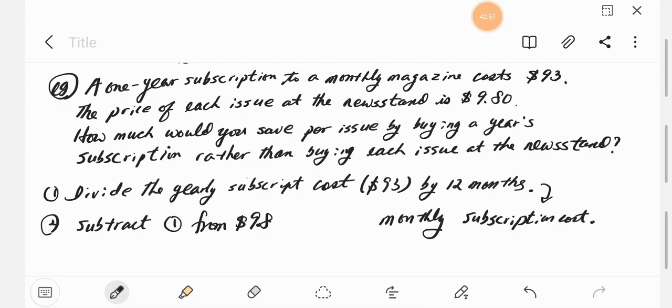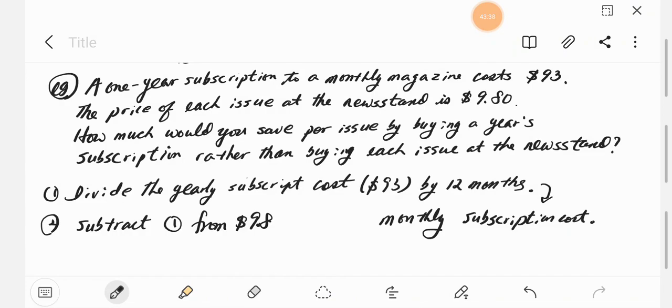So if you buy a 1-year subscription, which is $93, then it will be much cheaper than buying each issue every month. All right, so first we need to find the subscription price per issue by dividing the cost of the yearly subscription, $93, by the number of issues, 12, because there are 12 months. So divide the yearly subscription cost $93 by 12. So this will be the monthly subscription cost, right?